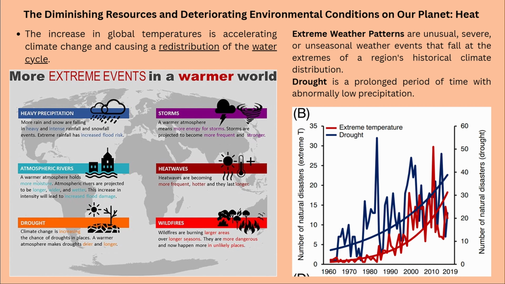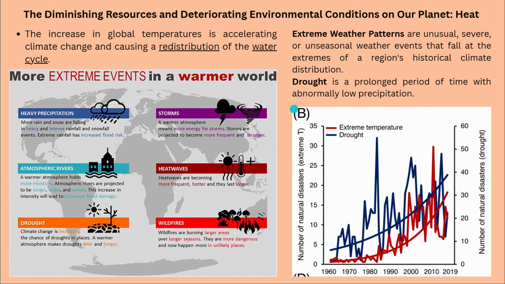Extreme weather patterns are unusual, severe, or unseasonal weather events that fall at the extremes of the region's historic climate distribution. And in this figure, we can see how global warming has affected these specific extreme weather events. For example, a warmer atmosphere means more energy for storms. Storms then are projected to become more frequent and stronger. It is also causing more rain and snow to fall in heavy and intense quantities. Extreme rainfall has increased flood risk. At the same time, it is causing heat waves to become more frequent, hotter, and last longer.